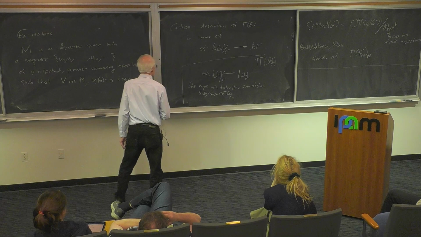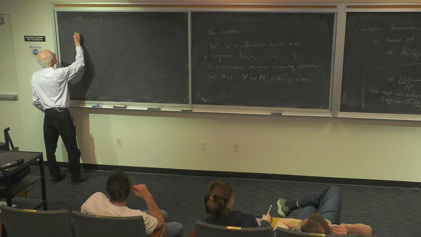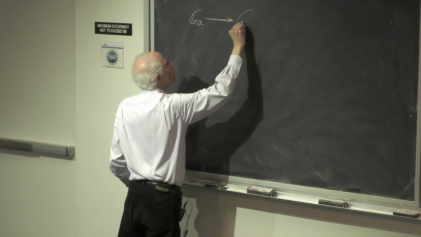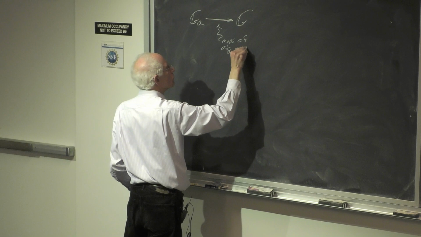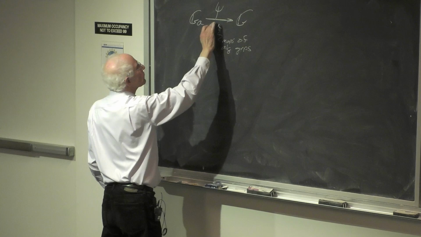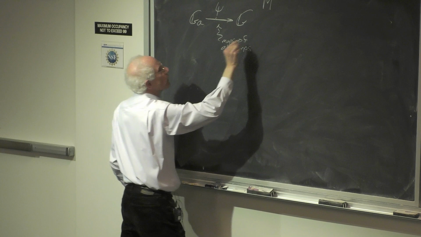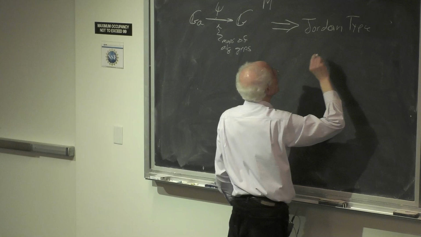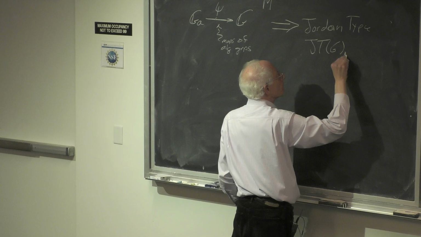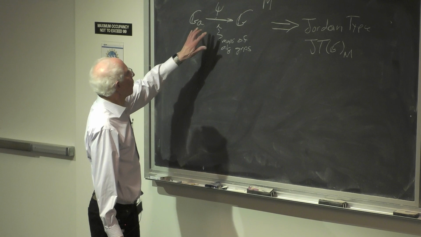And now, my idea was to look at one parameter subgroups. These are maps of algebraic groups, psi. And then, if you have a module M and a psi, you associate what I call a Jordan type. In particular, the support variety was the collection of psi such that the Jordan type was not all blocks of size p.